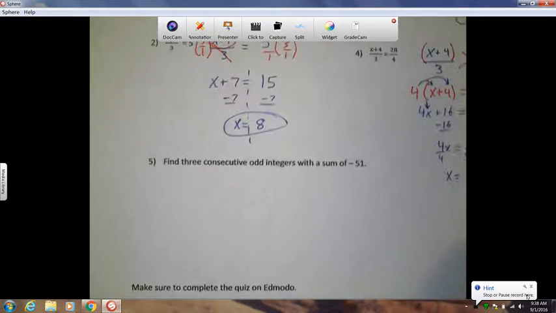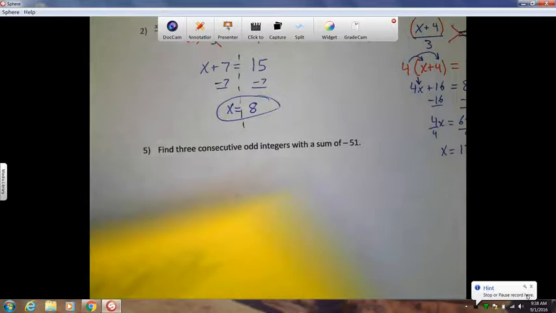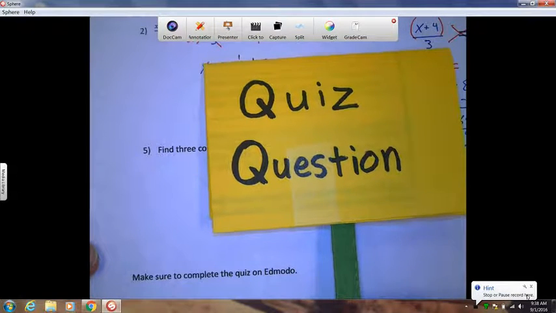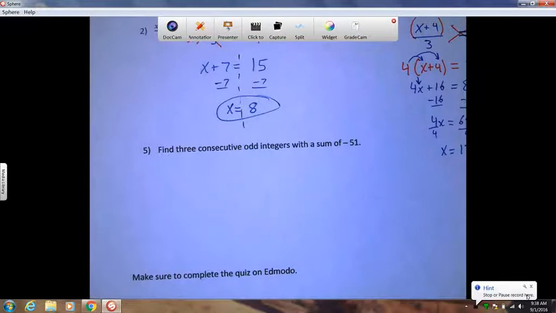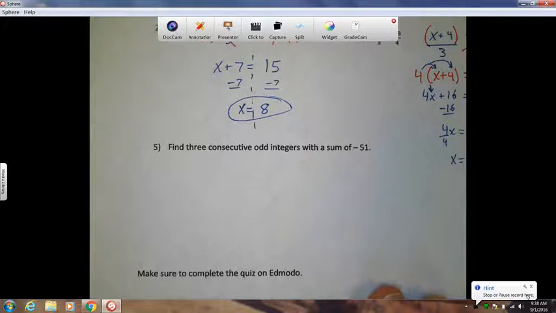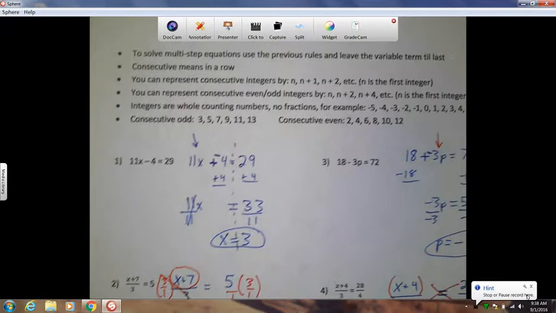Last one. And this one is full of quiz questions, so make sure you pay attention because these are difficult ones that are commonly missed. So I'm going to write 3 consecutive odd integers with a sum of negative 51. So I know I need to have 3 answers. They need to be odd numbers, and when I add them up, it has to be negative 51. Okay? So make sure you pay attention to the things that were written up here. This will help you.